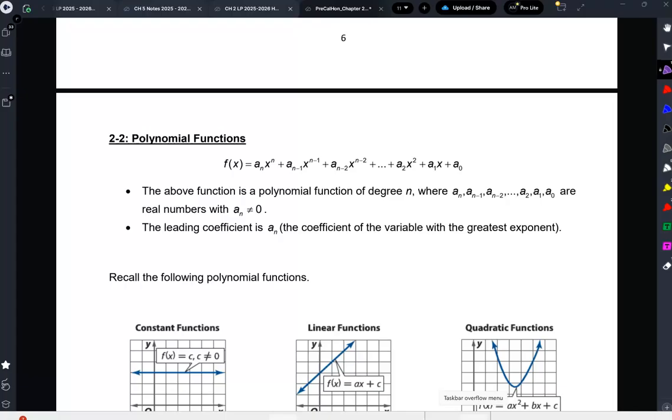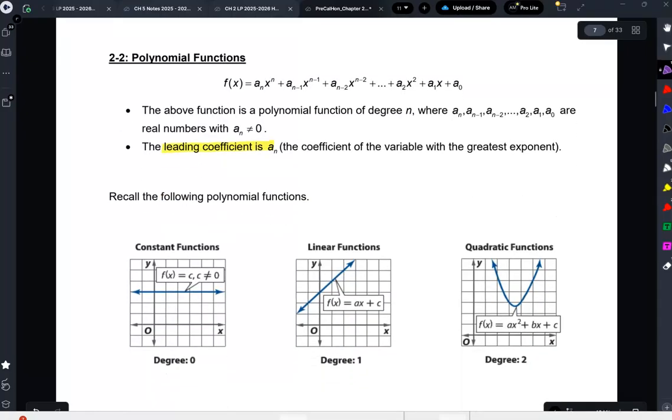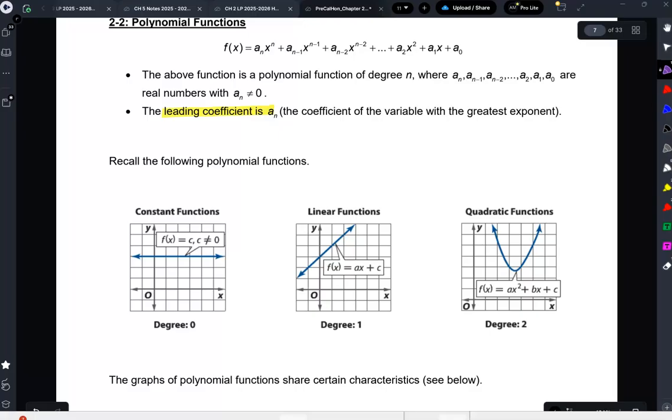If that's the case, then the leading coefficient is a to the n, right? And that's the coefficient of the variable with the greatest exponent. So take a look at these, okay?